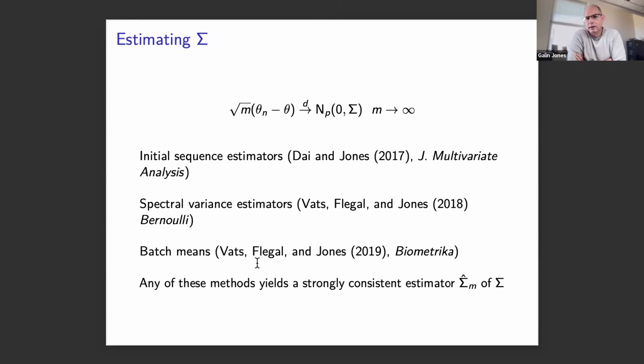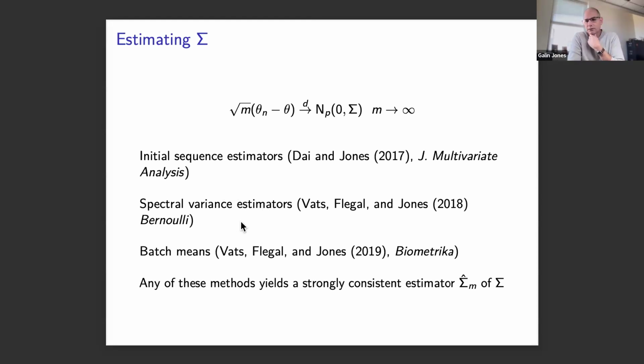But this is something that anybody familiar with my work knows I've spent a fair amount of my career on: estimating this asymptotic covariance in sensible ways. Here are 3 papers where, for example, we developed a method for initial sequence estimators, which are great. They're very stable, but they're computationally expensive compared to some of the other methods. And they're just generalizations of Charlie Geyer's original univariate initial sequence estimator from the early 90s.